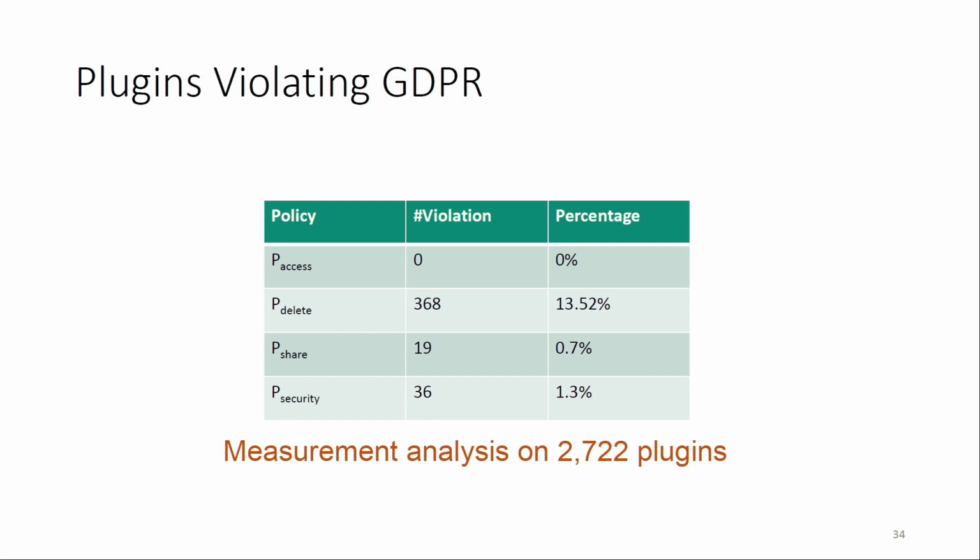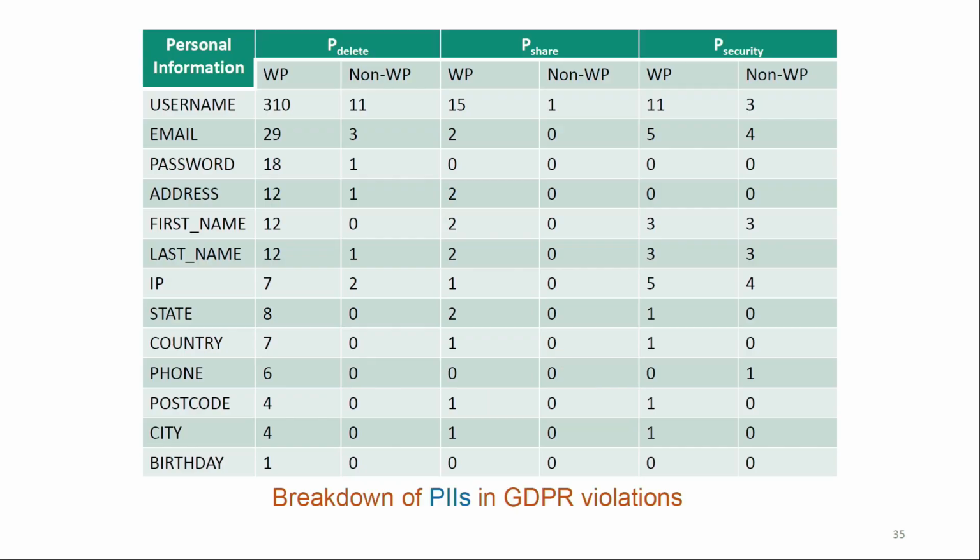Why? The main reason is that if you use the WordPress database to store your personal information, then WordPress itself provides the data access functionality to the user. So as long as you use the WordPress database to store the data, and you don't use any kind of third-party database, then you don't need to provide extra data access functionality. That's the main reason we haven't found any violation for data access functionality.